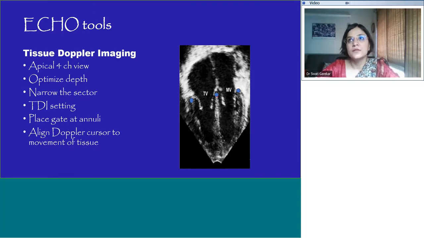That was all about mitral valve Doppler. What about tissue Doppler imaging? So for this, again, we use the apical 4-chamber view. We optimize the depth. We make sure the sector is narrow so that we have more resolution. And we use the TDI setting in the machine. We place the sample gate at the annulus, but into the tissue, into the myocardium. And we make sure that the Doppler cursor is aligned to the movement of the tissue.